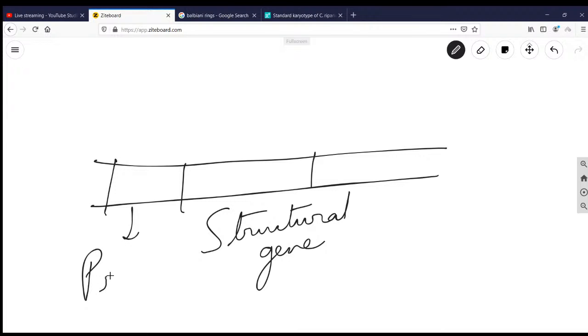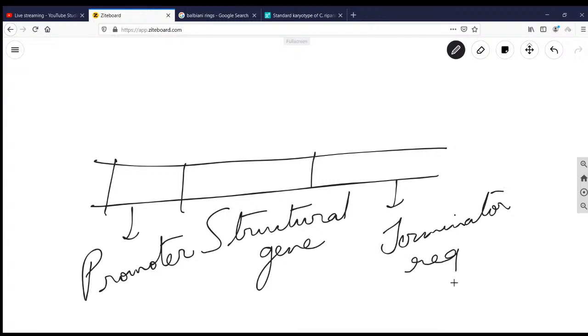This is the promoter gene. This is the terminator region. Here we will be having the poly A site. And you can use rho-dependent and rho-independent termination methods also. So that is known as the transcription unit. There is no inducer here.